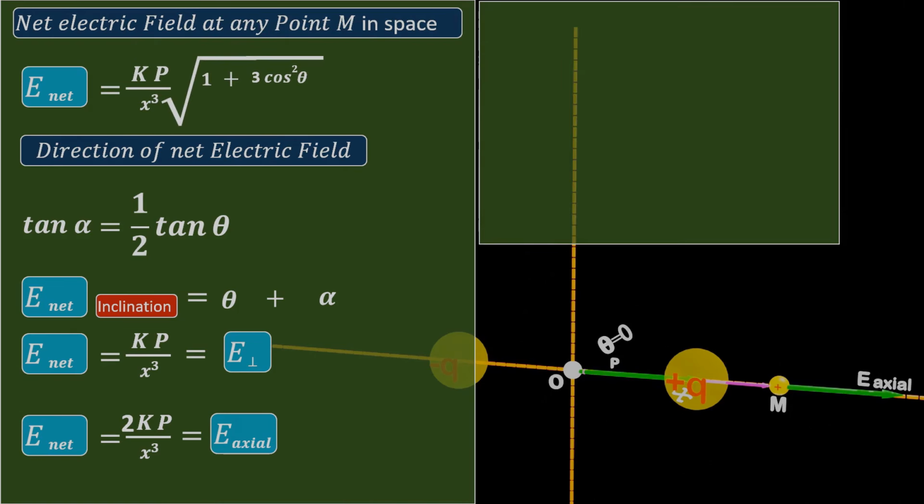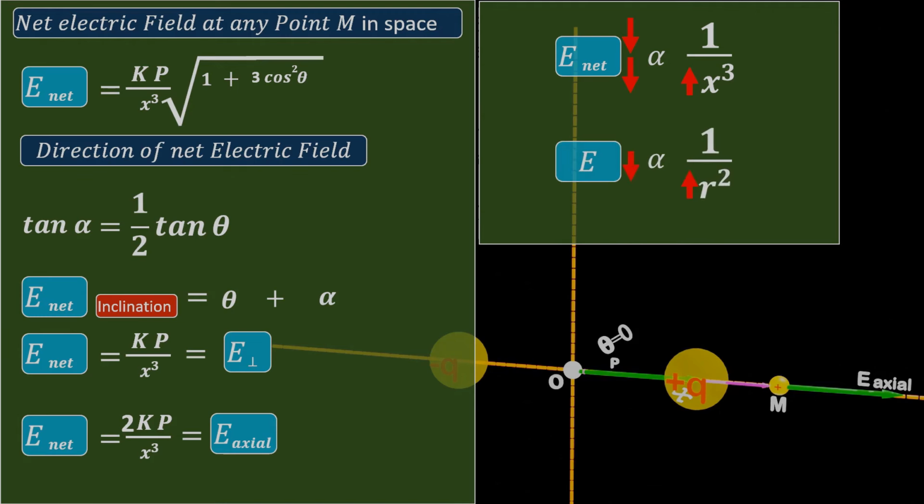Apart from this, we observed that the electric field intensity of a dipole is inversely proportional to the cube of the distance x between the center of the dipole and the point M. In other words, as we move farther away from the dipole, the electric field of the dipole decreases more rapidly compared to the electric field of a point charge. This is because the electric field of a point charge is inversely proportional to the square of the distance.